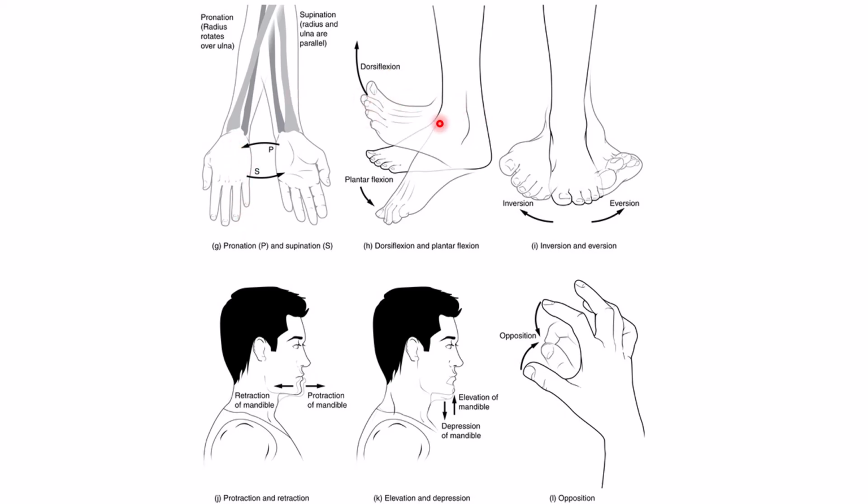This is dorsiflexion, when we move our foot toward the leg on the anterior side, or the dorsal surface of the foot, decreasing the angle. That is dorsiflexion. But when we flex the foot toward the plantar surface, that is called plantar flexion.